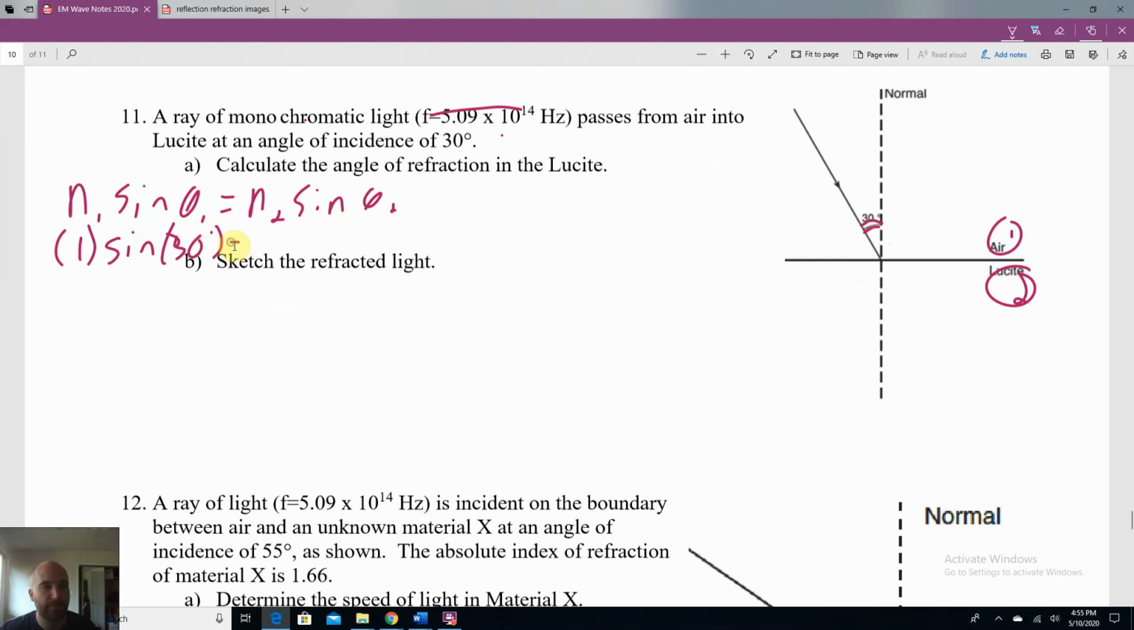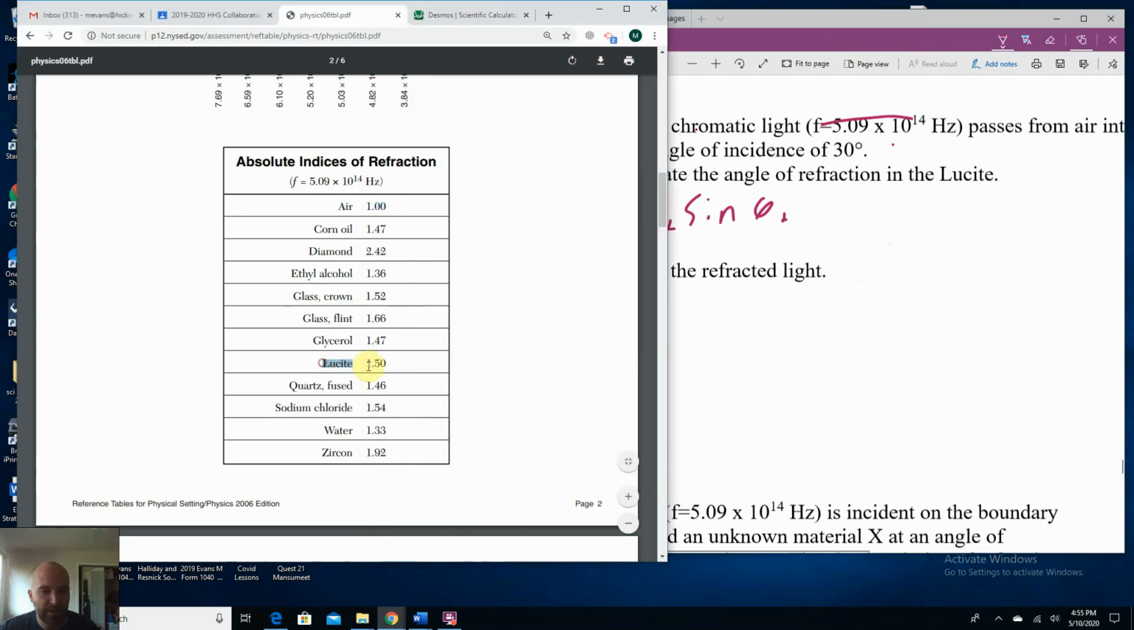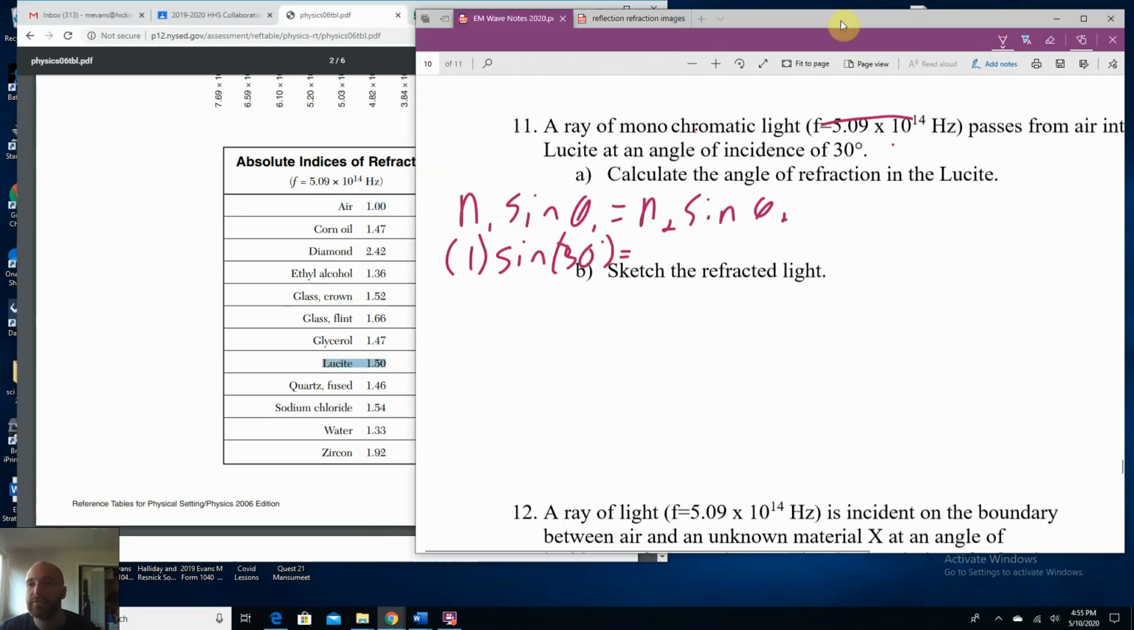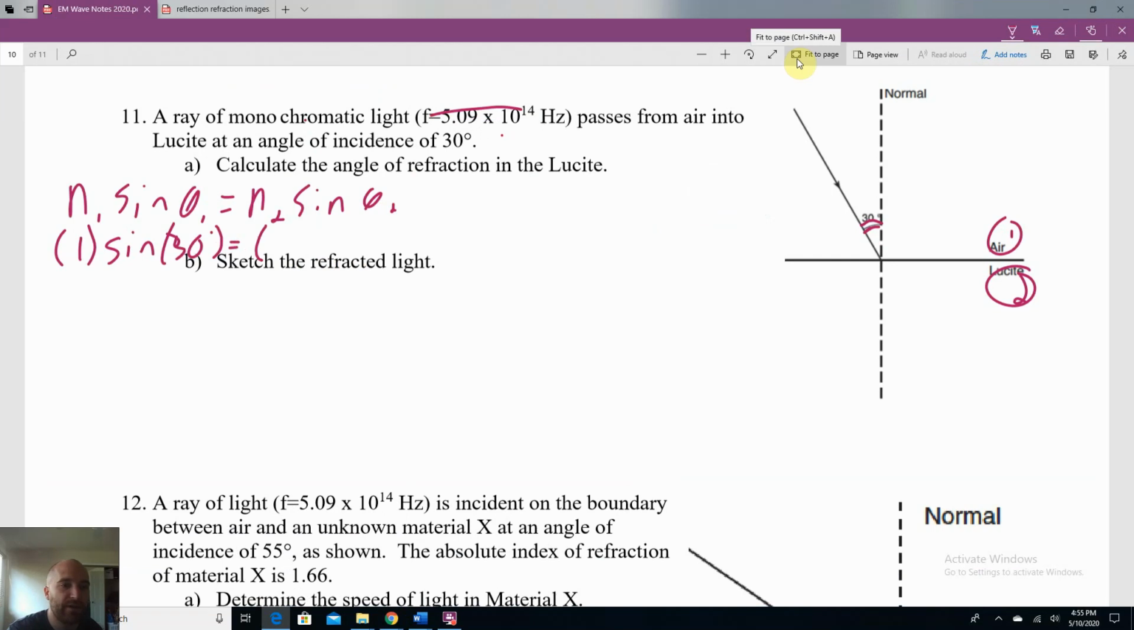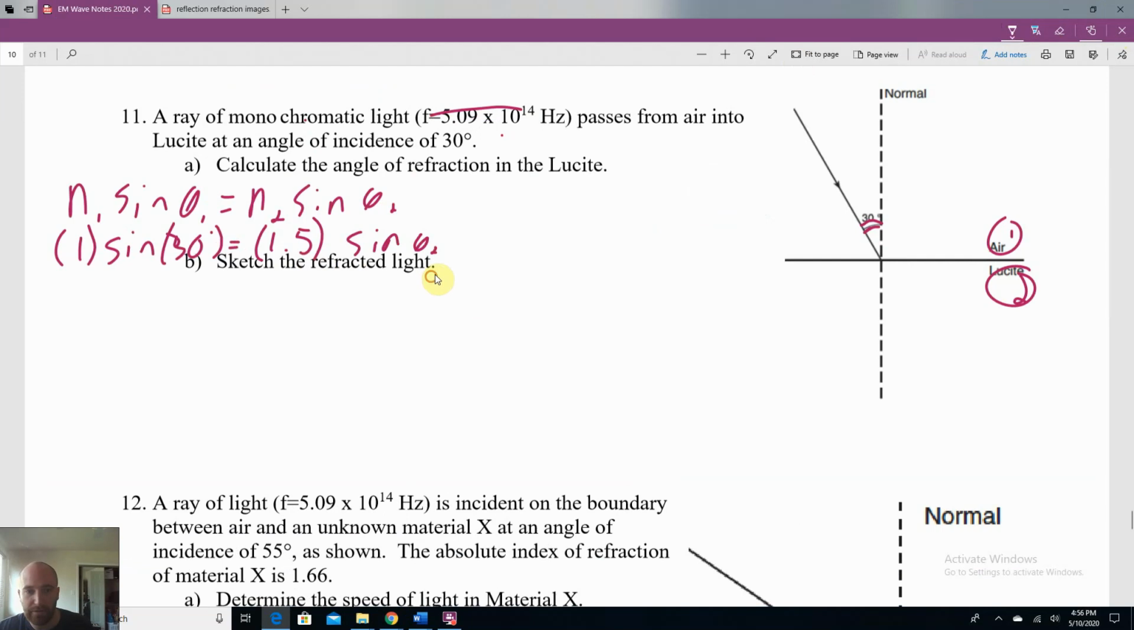N2 is the index of material 2, which is lucite. It's a type of plastic. Lucite, it looks like, has a value of 1.5. So I'm going to plug in 1.5 as N2 times sine of theta 2. I'm going to show all of my work here. This is kind of a tricky thing, so I want to go right through it.